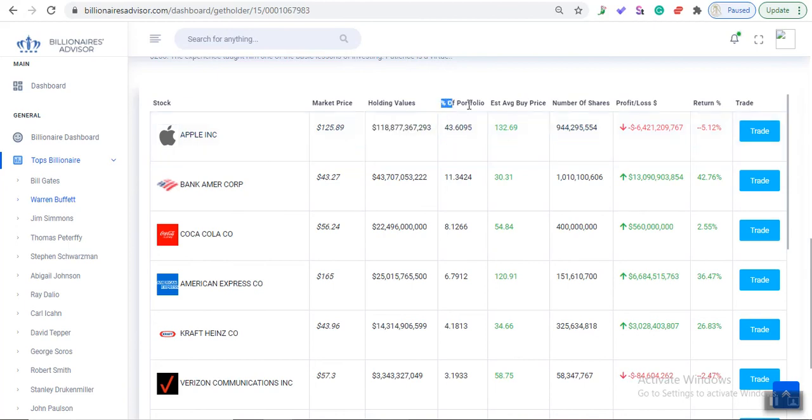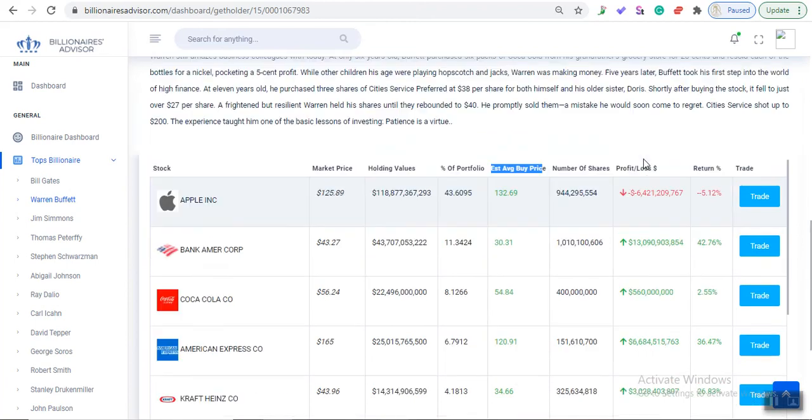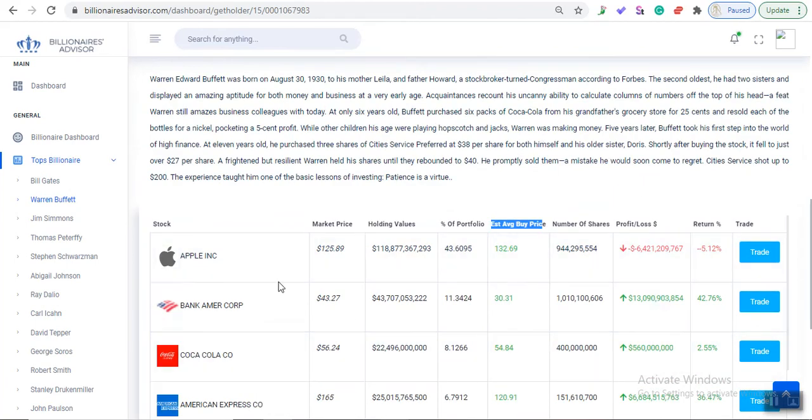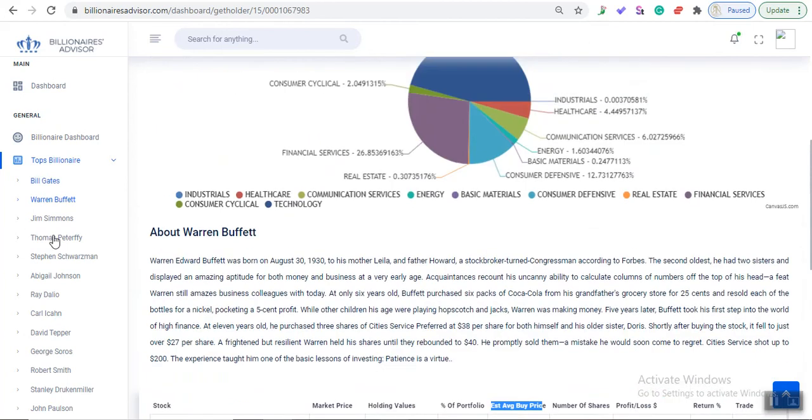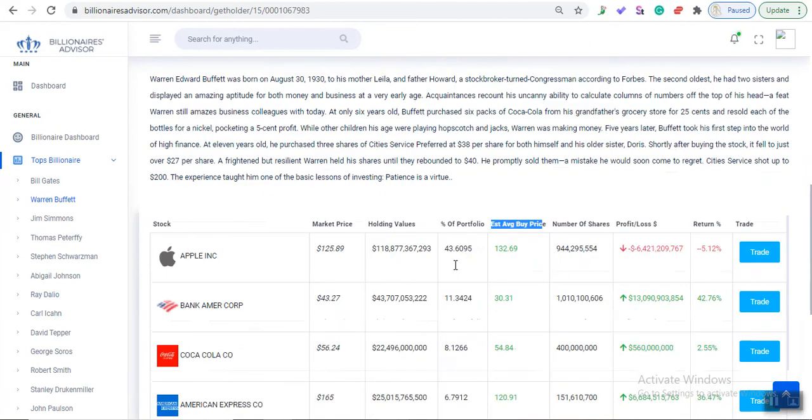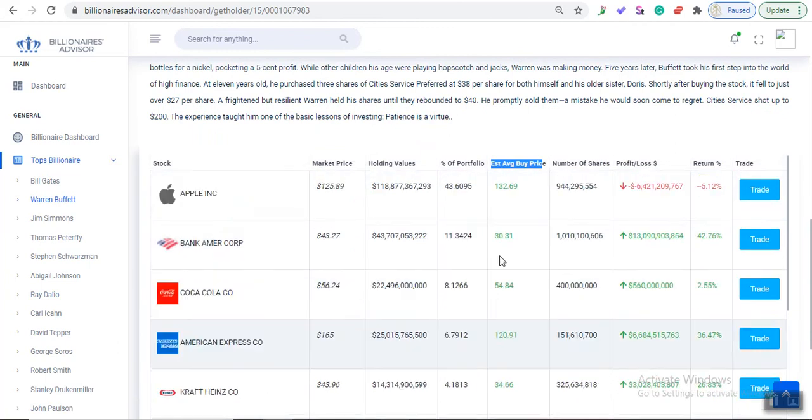Percent of portfolio explains how much percent of their portfolio is invested in the stock. Estimated average buy price is the estimated price this billionaire bought the stock at. Number of shares, of course, profit and loss, whether it's positive or negative, and return, the percentage return. That's it. So once you understand this function here, the rest apply across the board. There's nothing else. But there are some key points here that I'd like to highlight.